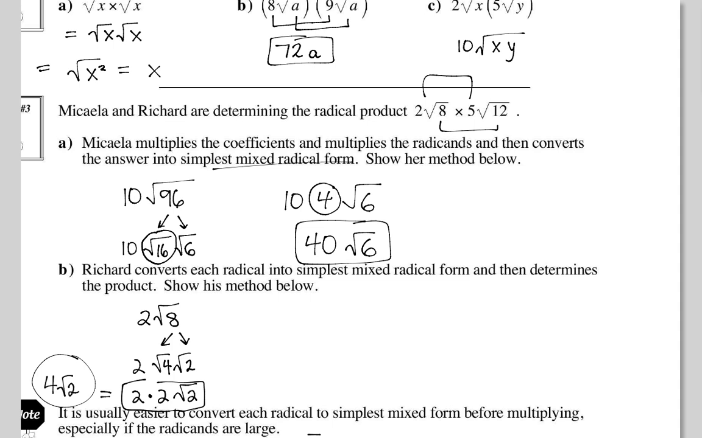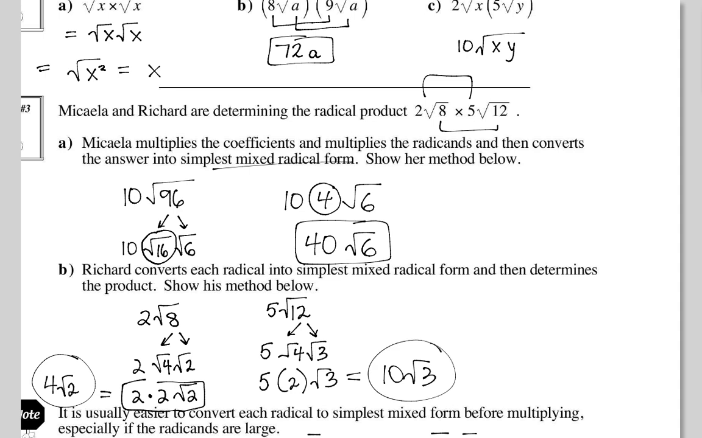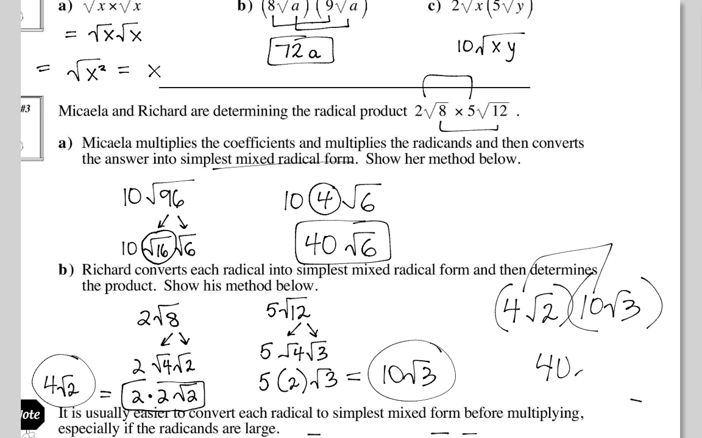Now do the 5 root 12. This one's also nice and easy because 12, I mean, the only option is 4 and 3, good. And then what does that 4 become? 2. And then 5 times 2 makes, that's a 10 root 3. So now those two answers in the circles, put those together. 4 root 2 times 10 root 3, and you get 10 by 4 is 40, and 2 by 3 is 6.